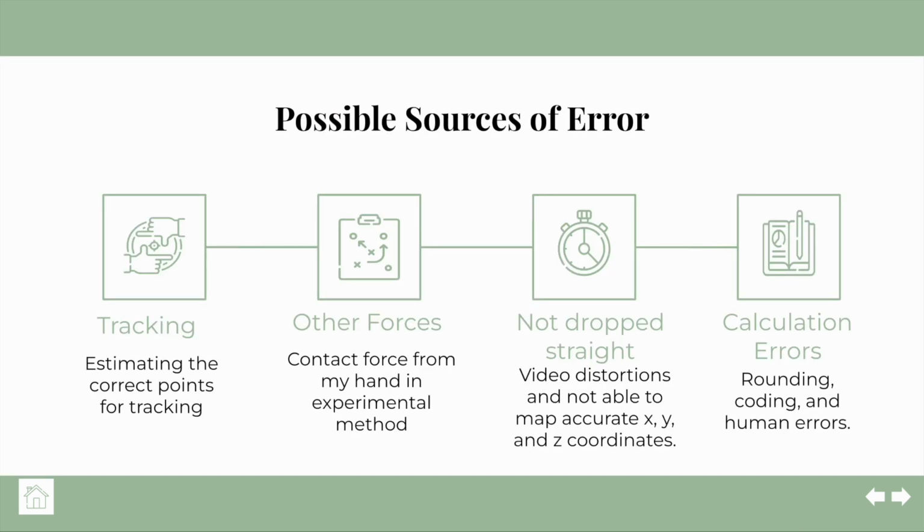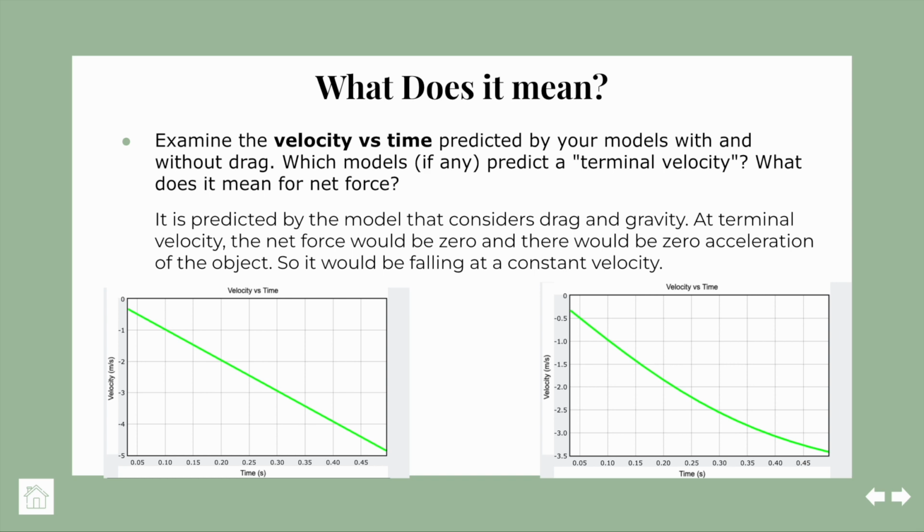So some possible sources of error would be estimating the correct points for tracking, other forces being involved, contact force from my hand, the ball not being dropped straight and not being able to map accurate coordinates, and calculation errors. So let's have some discussion questions.